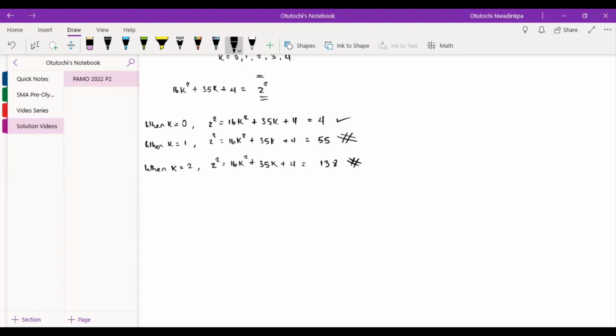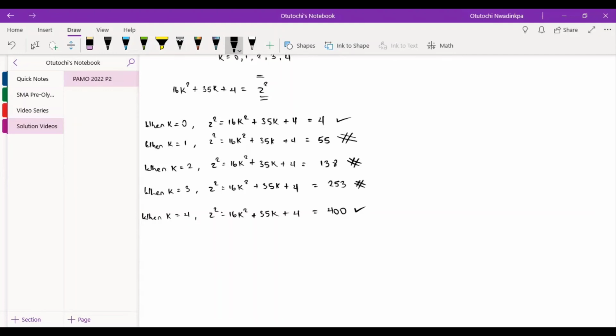And then we test when k is equal to 3. We have z squared equal to 16k squared plus 35k plus 4. When we plug in, this gives us 253. Is this a square? No, this is not a square, so again we have a contradiction. Then the last case, when k is equal to 4, z squared is 16k squared plus 35k plus 4, and when we plug in 4, we get 400. Now 400 is a square, so we are fine in this case.